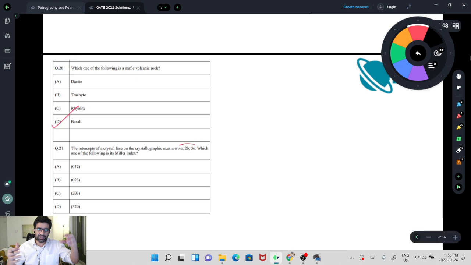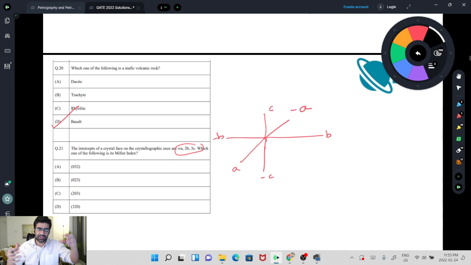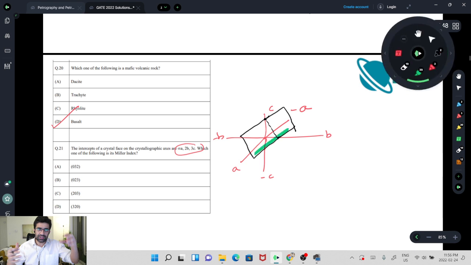The intercept of crystal faces, so intercepts are given to you. Let's say these are your crystallographic axes. This is A, B, C axis, minus C, minus B, minus A. Your intercept on the A axis is infinity, so the plane is parallel to A. On the B axis it is 2B, and on the C axis it is 3C, so it is something like this. Although you don't need to draw this in the exam, just for visualization, this plane is going like this. So this is how this plane is oriented.